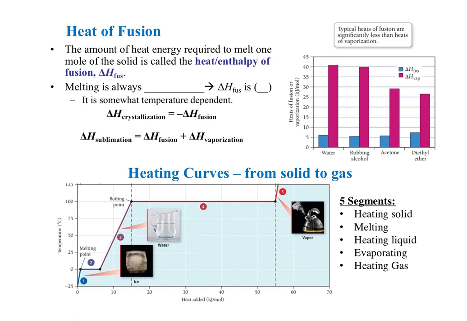So just like with vaporization, we have fusion, heat of fusion or enthalpy of fusion. It's always endothermic, and so it's always a positive value. And then fusion and crystallization or freezing are opposite processes.